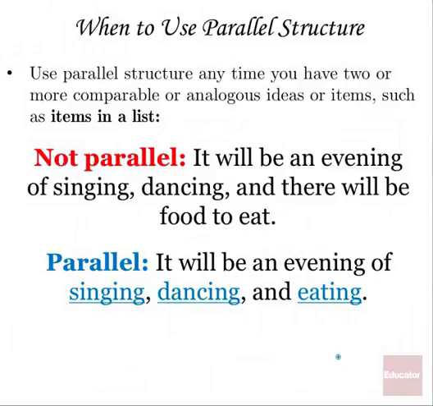You obviously can't use it all the time or your writing will be very repetitious. You use it anytime you have two or more comparable or analogous ideas or items, such as items in a list. So, this is a non-parallel sentence. It will be an evening of singing, dancing, and there will be food to eat. Well, that got a little confusing toward the end. It kind of wandered off in its own direction. It's better and more parallel to say, it will be an evening of singing, dancing, and eating. We've got participial forms of each verb, and it creates a nice rhythm. Singing, dancing, and eating.